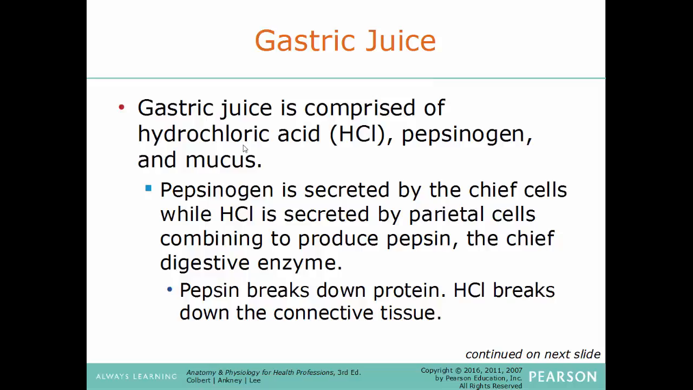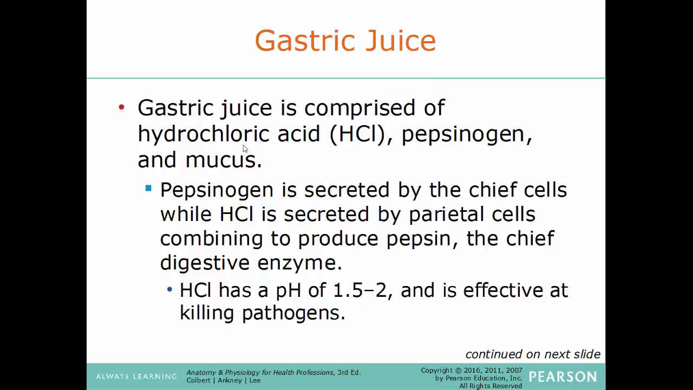So pepsinogen, when normally secreted, is an inactive enzyme. It can't do anything until it gets mixed with hydrochloric acid. And pepsin will break down proteins, and hydrochloric acid will break down connective tissue. Hydrochloric acid is also a very strong acid. It has a pH of between 1 and 2. This can cause a chemical burn on your skin, which is why it's so effective at killing pathogens.